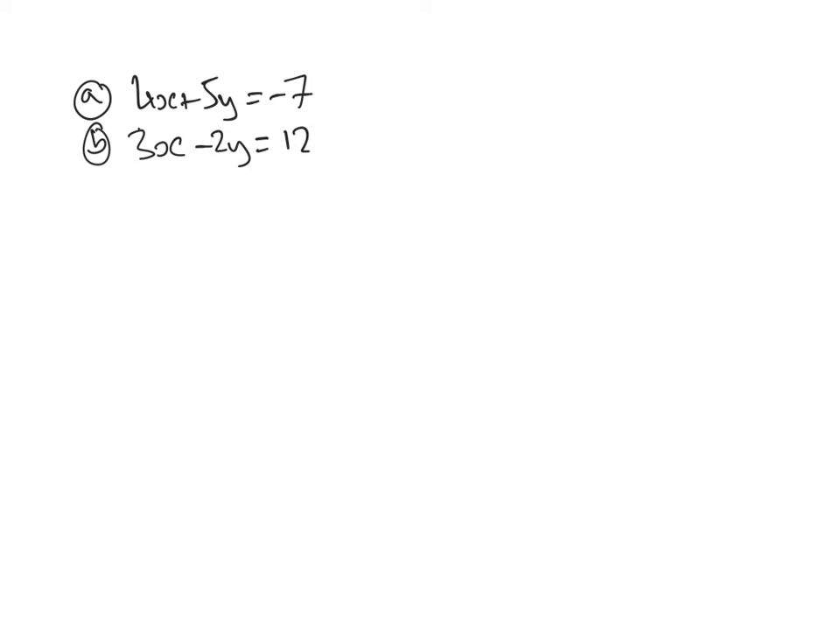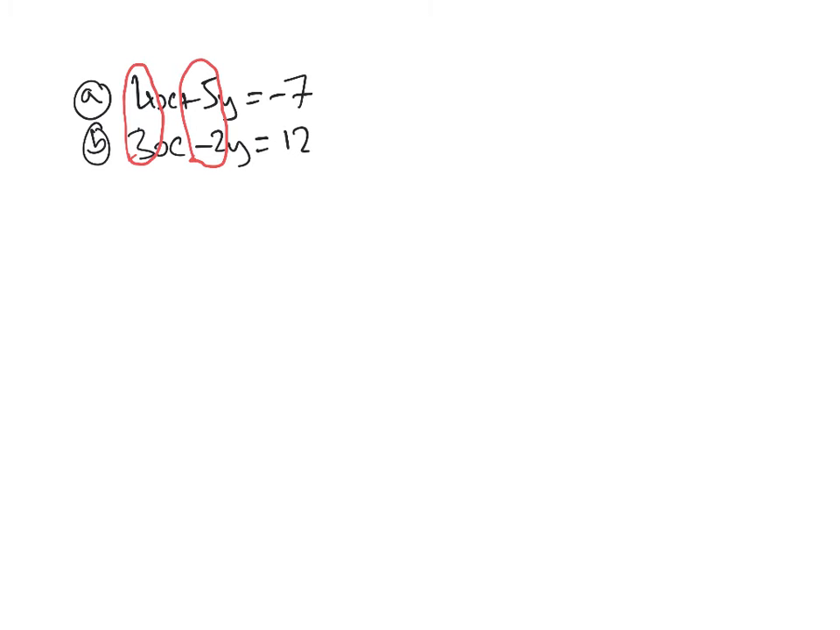Now, the example we did before, we had coefficients that were the same sign and the same number, so they're quite easy. But often we get simultaneous equations where that isn't true. So if we look at these ones, the coefficients we have are a positive 4 and a positive 3, and a positive 5 and a negative 2. Because of that, we can't do what we did last time. What we need to do is make them the same.